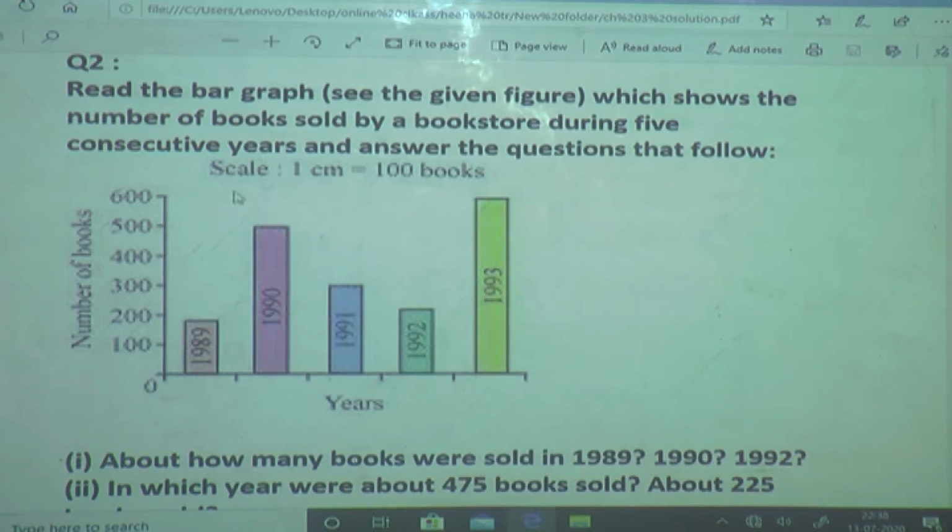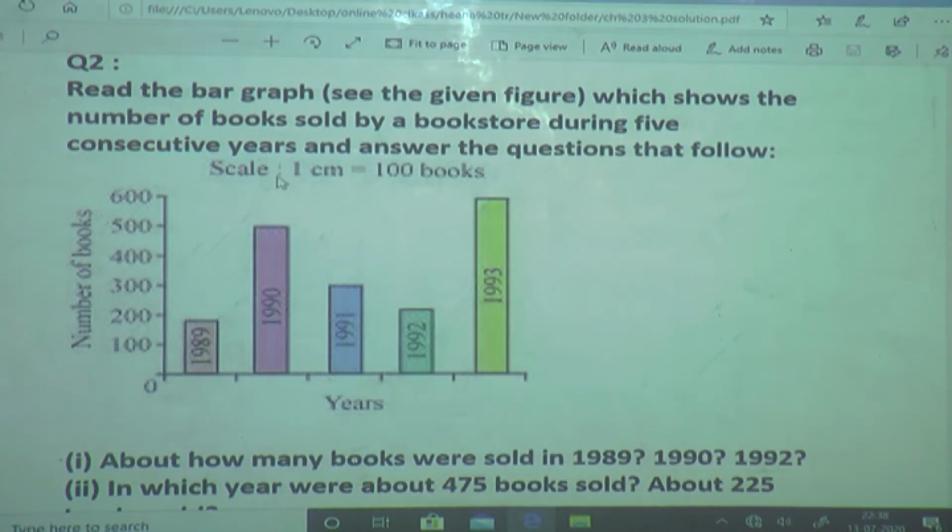Here the scale is given to us: 1 centimeter is equal to 100 books, because if there is a larger quantity to arrange, we have to think about what the scale on the y axis would be. So here we have a 0. You already know from the previous class, this is the x axis, this is the y axis, and we have a 0 where they intersect.